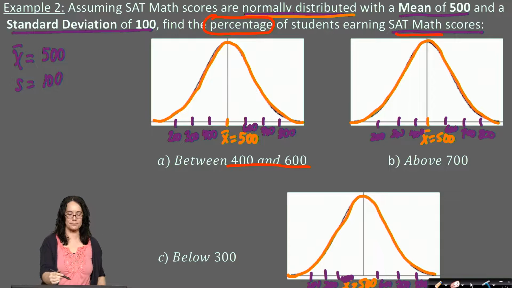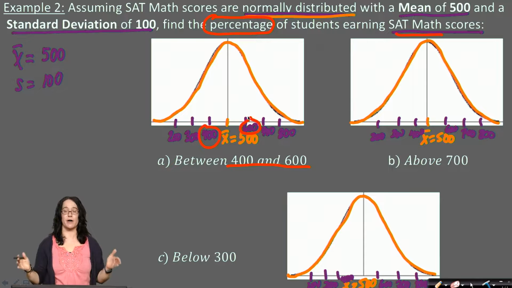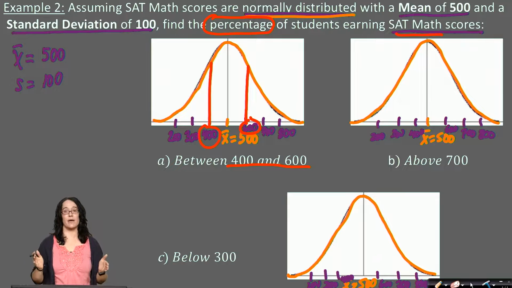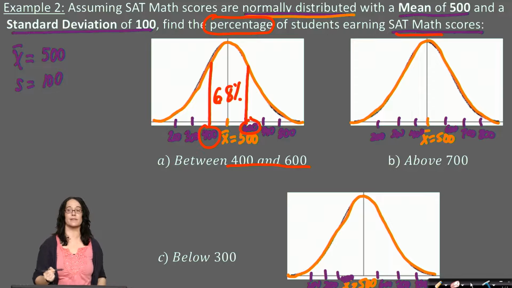Let's take a look. So 400 lives here, one standard deviation below the mean. 600 lives here, which is one standard deviation above the mean. Well, that is very nice for us and convenient. I'm going to draw a line up from each of those and try to be symmetric there, not perfectly. Do we know anything about the area or the percentage between one standard deviation of the mean in both directions? We do, don't we? It was 68%. We were told that. Okay, so that is a given.